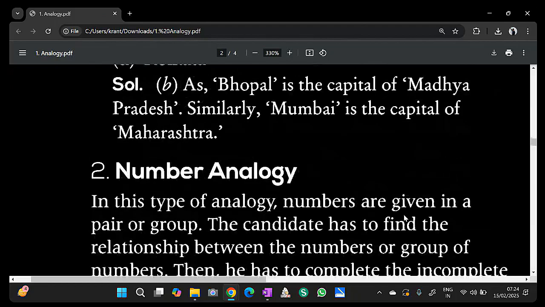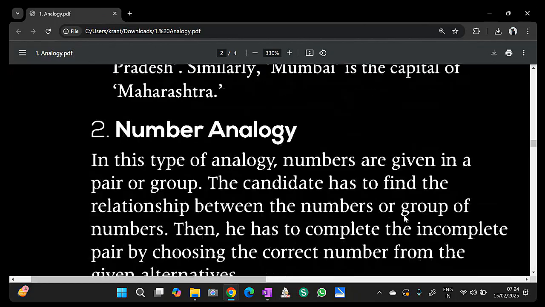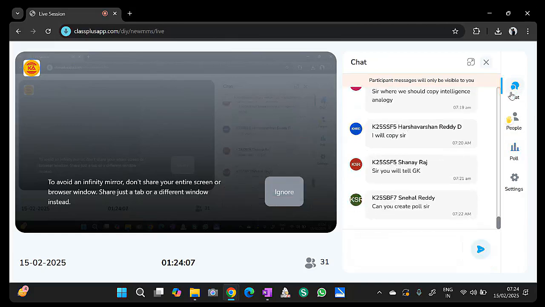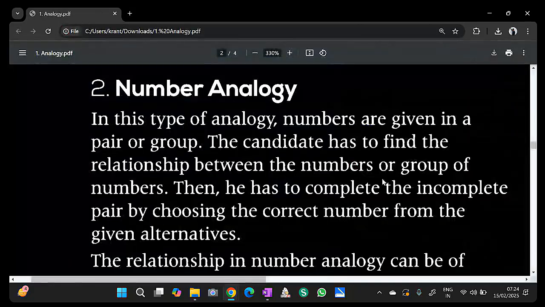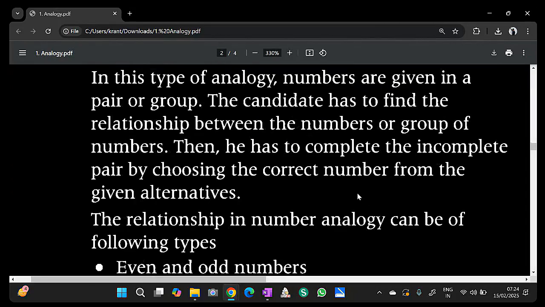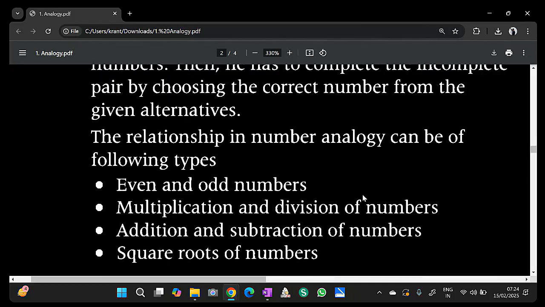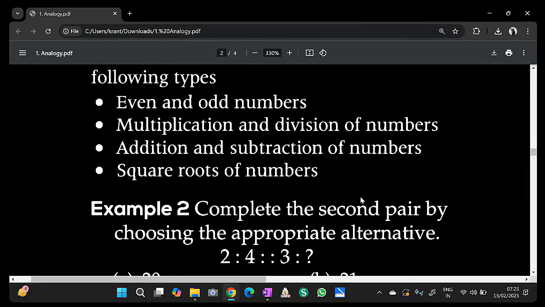Now, let us see some number analogy. In this type of analogy, numbers are given in a pair or group. Then you have to identify the relation between the first two numbers and apply the same relation on the third and fourth. Then we'll get the answer. So there may be questions related to even and odd numbers, squares and cubes, multiplication and division, addition and subtraction, etc. So all of you try this question.